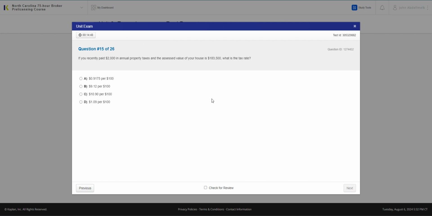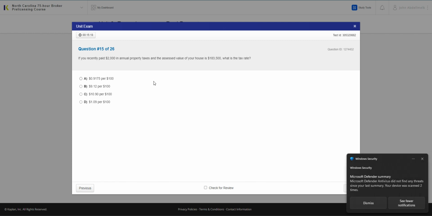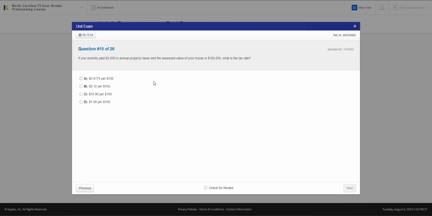96,750. If you recently paid $2,000 in annual property tax and your assessed value is 183,000, what's the tax rate? So tax rate here, TR, equals AT over AV. To remember, your assessed value equals your annual tax over your tax rate. And your tax rate equals your annual tax over your assessed value.